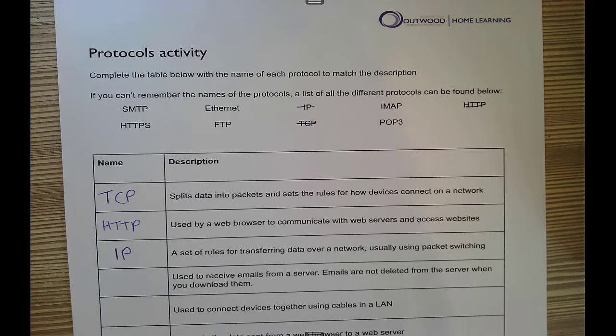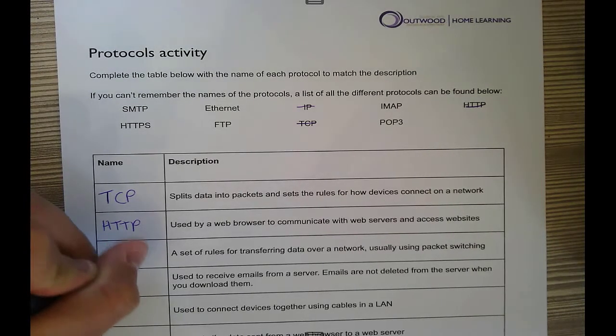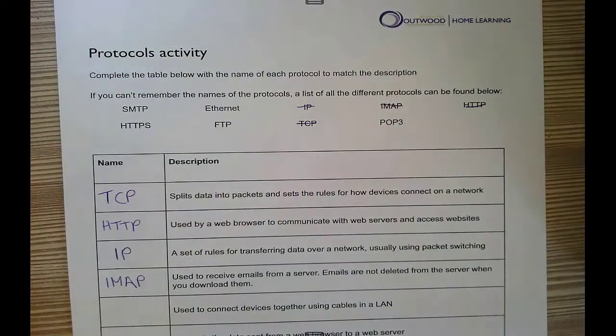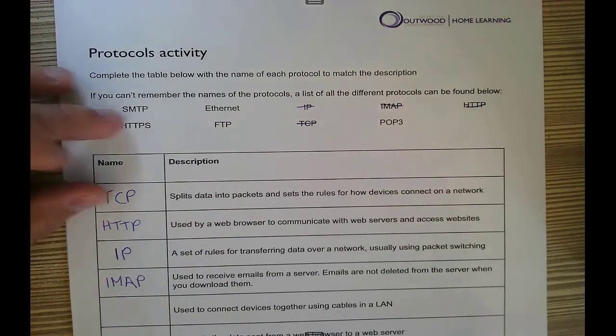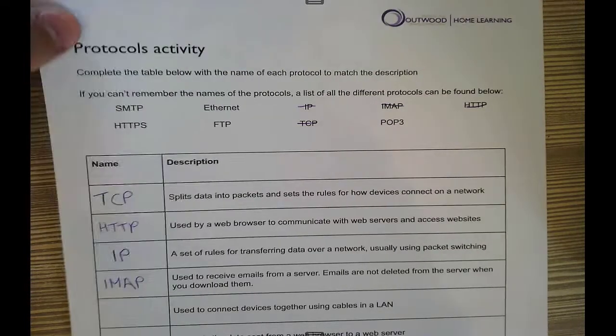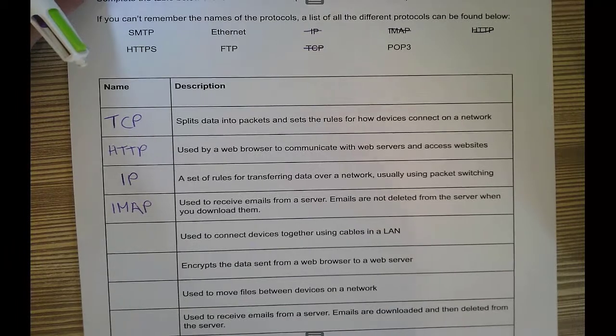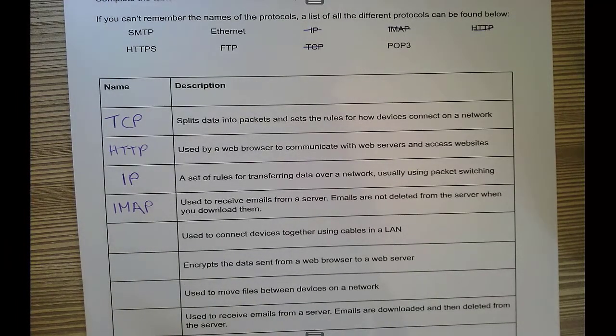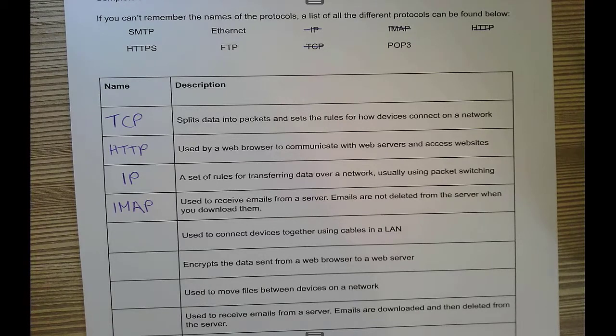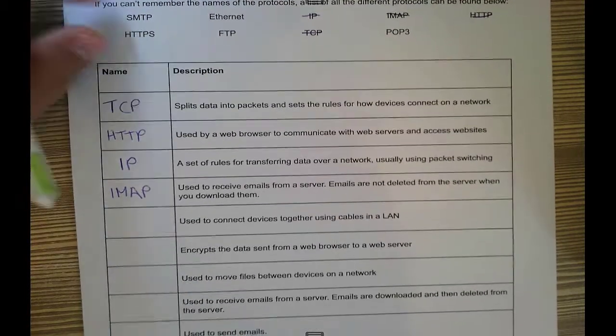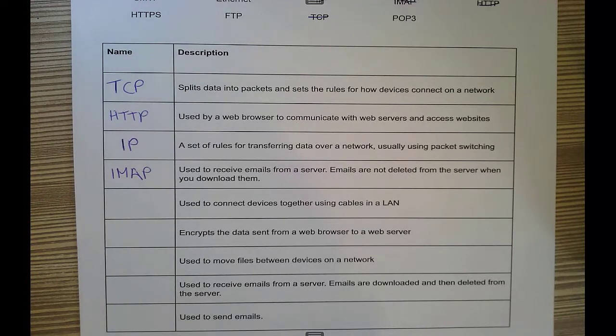Right, so we're now on to emails. Used to receive emails from a server, emails are not deleted from the server when you download them. Well, that is the IMAP protocol. The IMAP protocol is the one that we use these days pretty much for all email, and that's because we've got loads and loads of devices that we access our emails from. It might be a smartphone, a computer, a laptop, lots of different devices. Now if each time you accessed your email on a device it downloaded it and then deleted it, when you go to use it on another device those emails won't be there, and that won't be very useful. So the IMAP protocol allows you to synchronize your devices with your email as well.